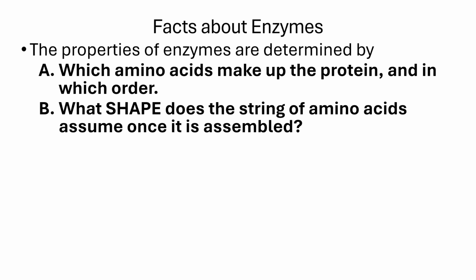Okay, so the properties of every enzyme, what it does for a living, are determined, one, by which amino acids make up the protein and in which order they are put together. So you remember, of course, that there are 20 amino acids. The 20 amino acids all have different chemical properties. So the chemical properties of an enzyme will depend on which amino acids you put together, and also in which order you put them together. But not only that, more importantly, the shape of an enzyme is important too.